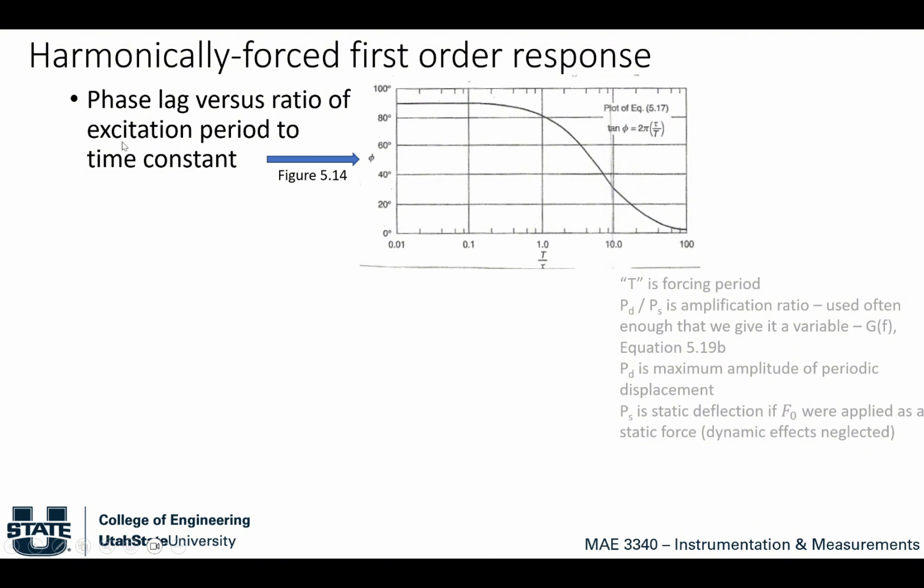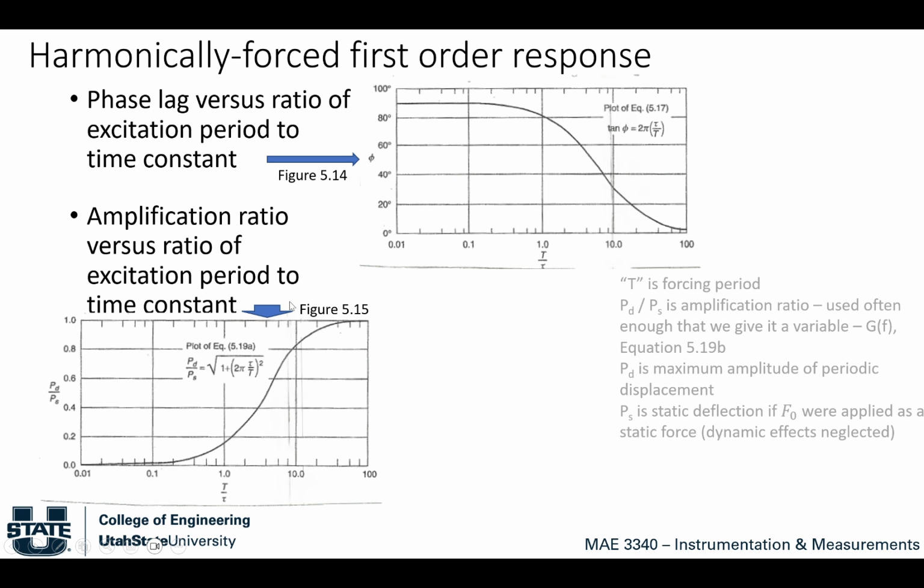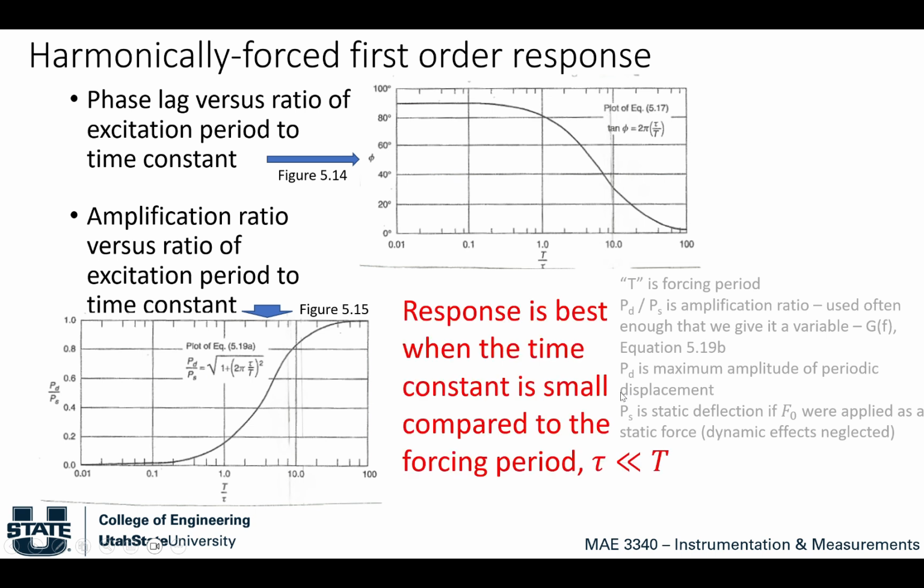So the phase lag ratio of the excitation, or the force that we're oscillating it at, period, is time constant. So you can see we could actually pick off values here to get what those numbers would be to put into that equation. The amplification ratio versus the ratio of excitation, another plot, we can pull off values and use those, and so we could see what's going to happen at a specific point in time. And this response is best when the time constant is small compared to the forcing period. And so again, our tau is much less than our forcing period.